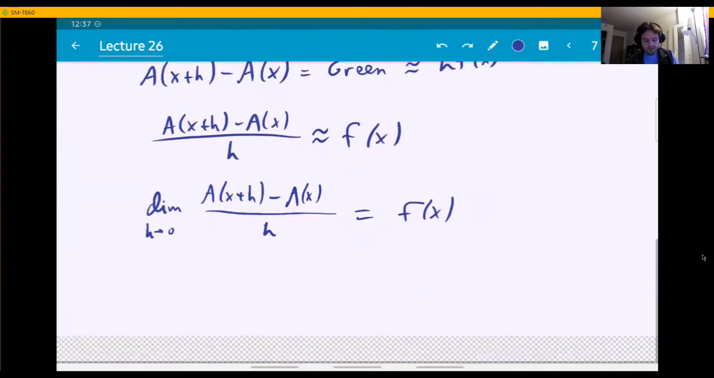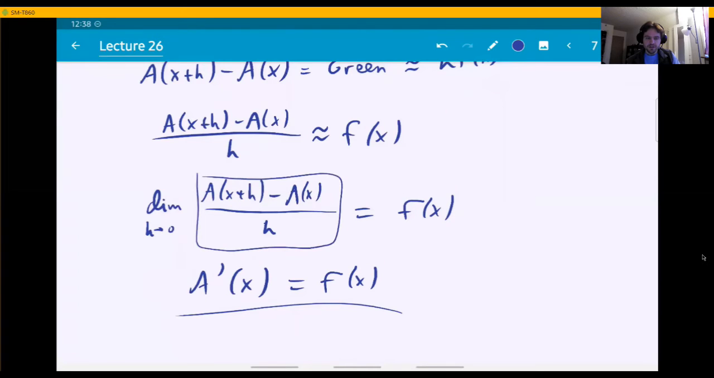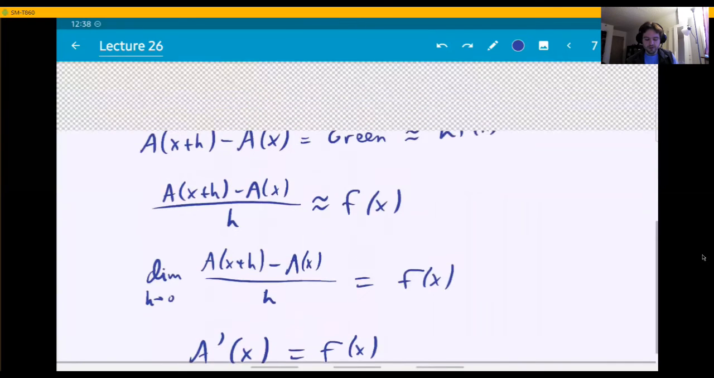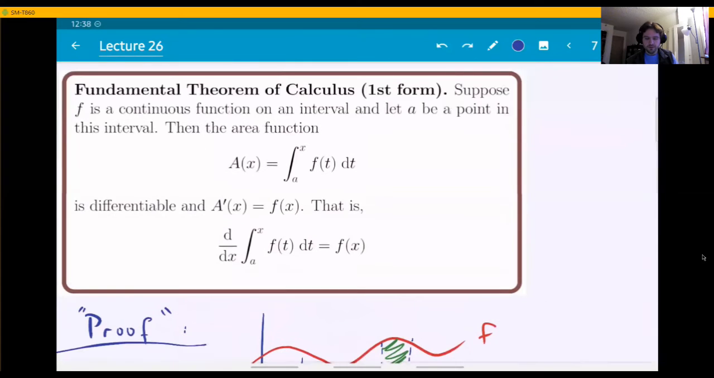But what is this limit that we have on the left side here? That was our definition of what the derivative is at the point x, remember? This is the limit that defines a derivative. This expression inside is called the difference quotient. So we have right here the justification of why A prime is equal to little f, which is what the theorem says. That's the first form of the fundamental theorem of calculus.